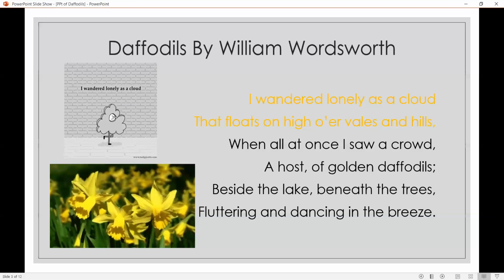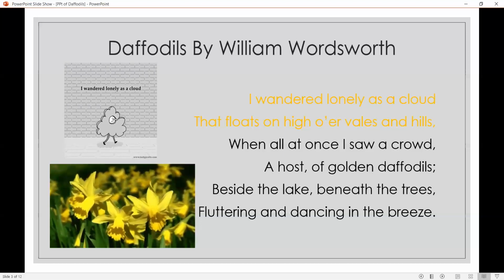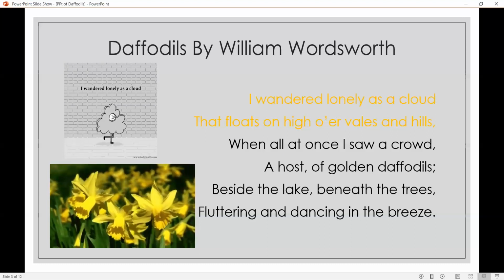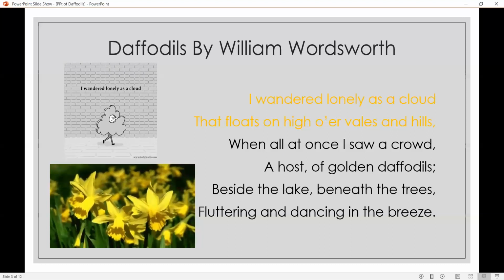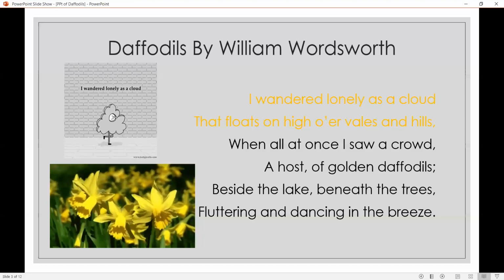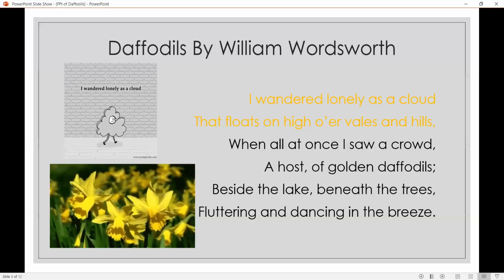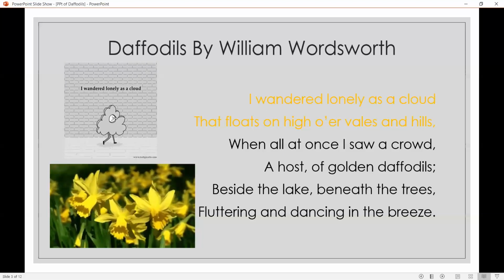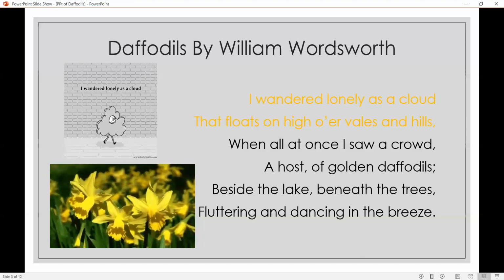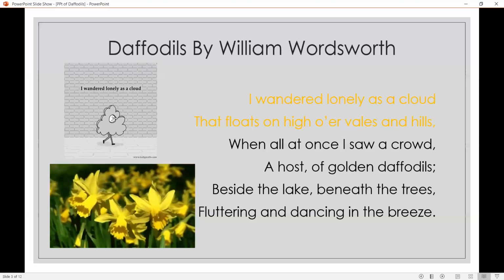Daffodils by William Wordsworth. I wandered lonely as a cloud that floats on high over vales and hills, when all at once I saw a crowd, a host of golden daffodils, beside the lake, beneath the trees, fluttering and dancing in the breeze.